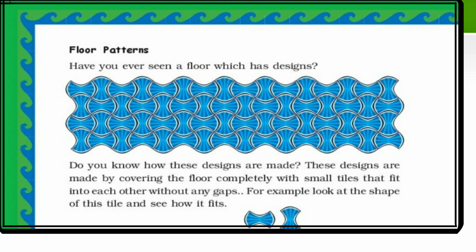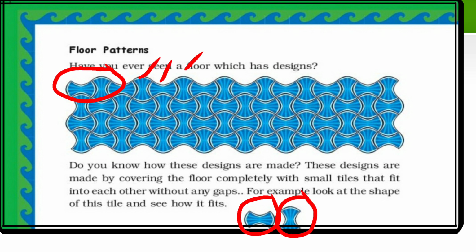For example, look at the shape of this tile and see how it fits. Here in this pattern, you can see there are two kinds of tiles. One tile is like this and one tile is like this. The tile is first kept horizontally and then vertically. Similarly, horizontally and then vertically, then horizontally, then vertically. Then it is a pattern. So a pattern is made with the help of these tiles, and this pattern is known as a floor pattern.